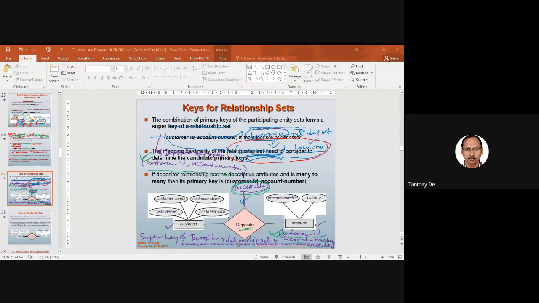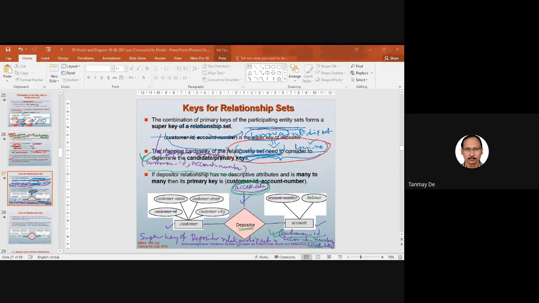suppose R is one of the relationship sets. This can relate entity set A, entity set B, and C. For simplicity I am not writing any attribute names. That is relationship set R. Is it visible? Relationship set R relates the three entity sets A, B and C.